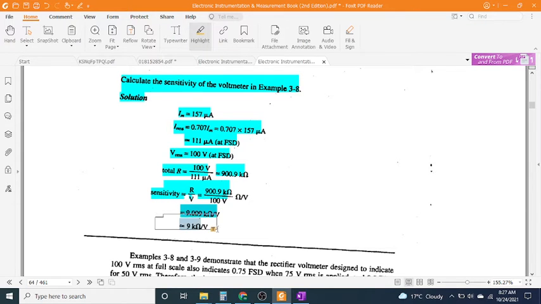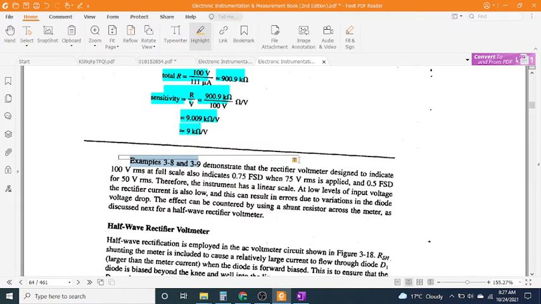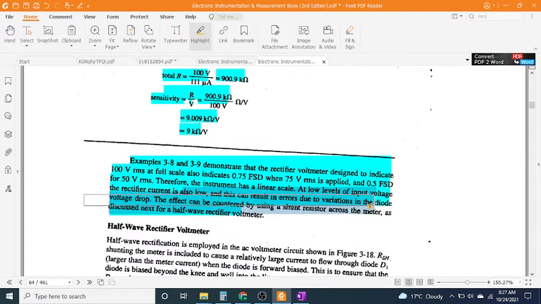Examples 3-8 and 3-9 demonstrate that the rectifier voltmeter designed to indicate 100 V RMS at full scale also indicates 0.75 FSD when 75 V RMS is applied, and 0.5 FSD for 50 V RMS. Therefore, the instrument has a linear scale. At low levels of input voltage, the rectifier current is also low, and this can result in errors due to variations in the diode voltage drop. The effect can be countered by using a shunt resistor across the meter, as discussed next for a half-wave rectifier voltmeter.